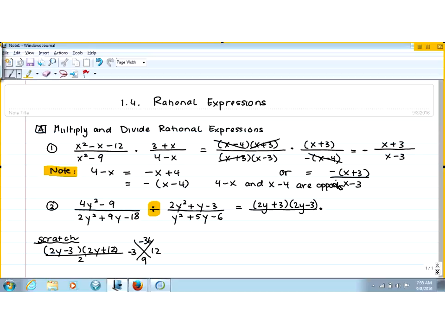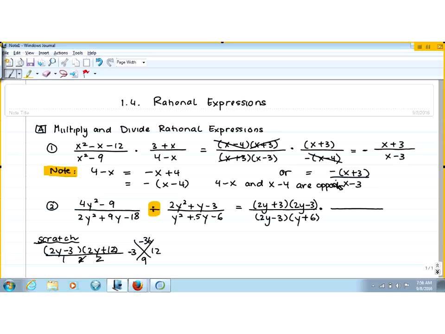Good. How am I splitting up the 2? 1 and 2? Yes. So this is 2y minus 3 times y plus 6. Cool. Are we okay so far? Do you remember the AC method? Yeah. So it always works if the expression is factorable.